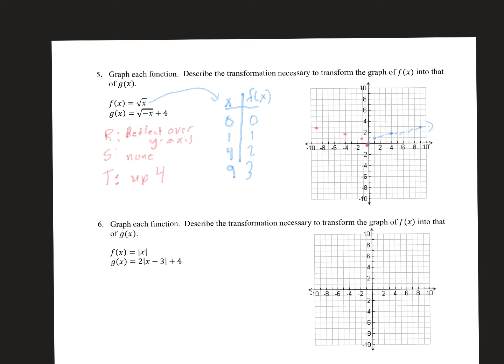That's not the final graph because I also have to move the graph up 4. So now I'm going to move each of these ordered pairs up 4. 1, 2, 3, 4. 1, 2, 3, 4. 1, 2, 3, 4, and 1, 2, 3, 4. So the green graph is my actual ending graph there. And a nice solid one. And there's my ending graph.